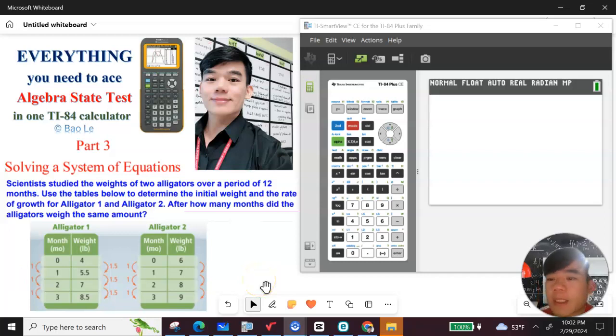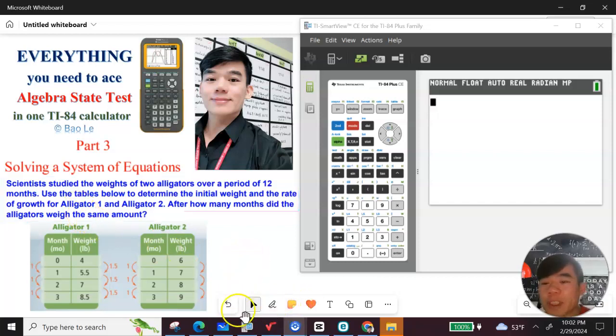Hello everyone. Last time I already showed you how to solve multi-step inequalities using a calculator. Now today I'm going to show you how to solve a system of equations in word problems using a calculator. Okay, so let's take a look at this example right here.